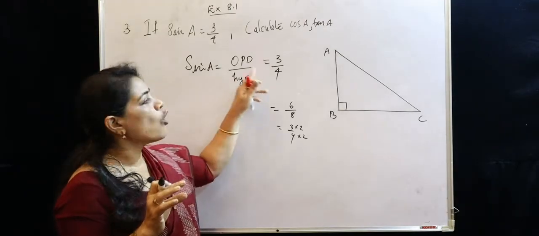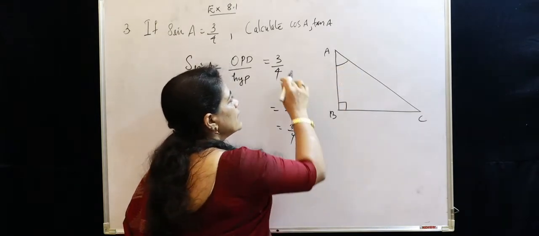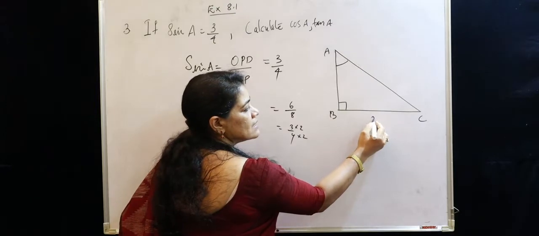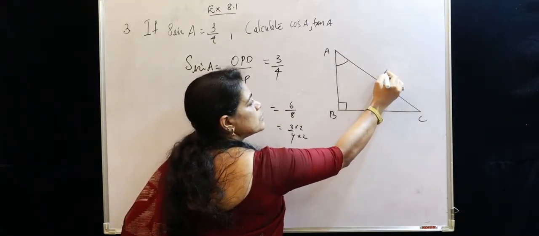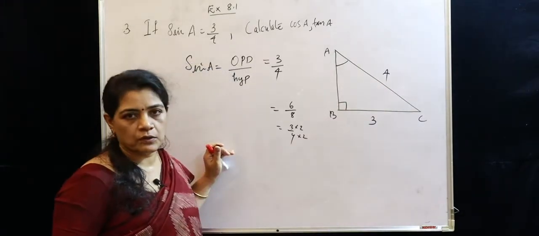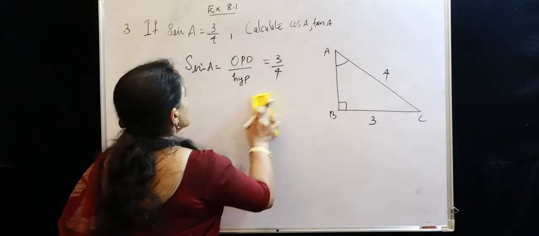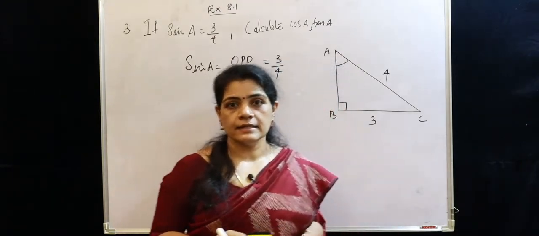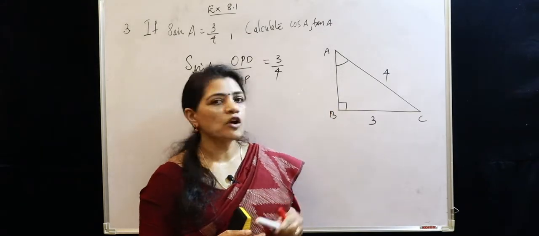Here the opposite side you can definitely write without any doubt: the side opposite to the reference angle is 3, and the hypotenuse is equal to 4. With respect to angle B, the longest side is the hypotenuse. So what is asked, children? We have to calculate cos A. Cos A means adjacent side divided by hypotenuse. So the adjacent side is not given.